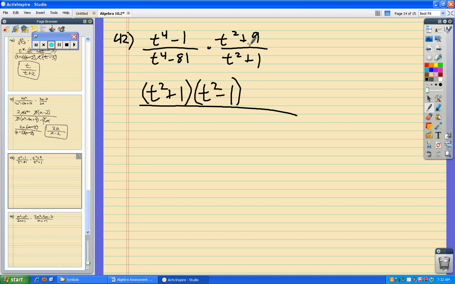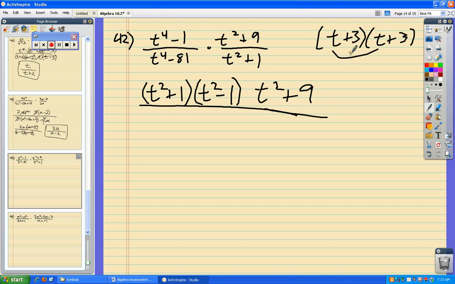t squared plus 9 cannot be factored, even though you're tempted to do so. It's a plus. They have nothing in common. Even if you go plus 3, it's going to give you a middle term. So it's just t squared plus 9. If you don't believe me, here, just t plus 3, t plus 3. If you multiply it out, you're going to see it doesn't give you t squared plus 9. So we'll just leave that separate.